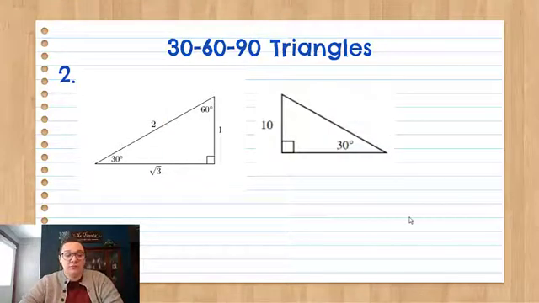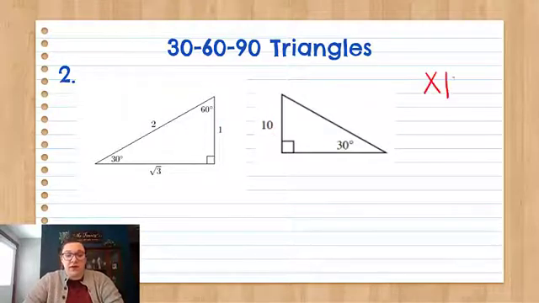Let's try another. Number 2. On this one, we were given what's across from the 30. Normally across the 30 is 1, but now it's a 10. So my scale factor is times 10. So now across from the 90, instead of being a 2, it's 2 times 10, or 20. And across from the 60 is normally root 3, but now it's 10 times root 3.